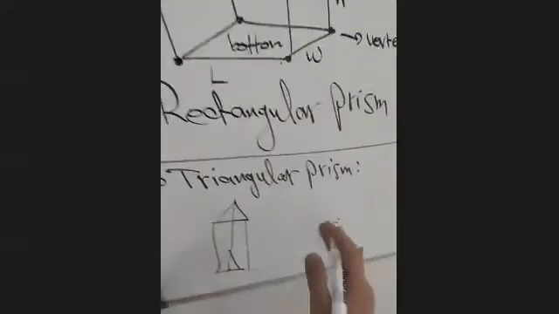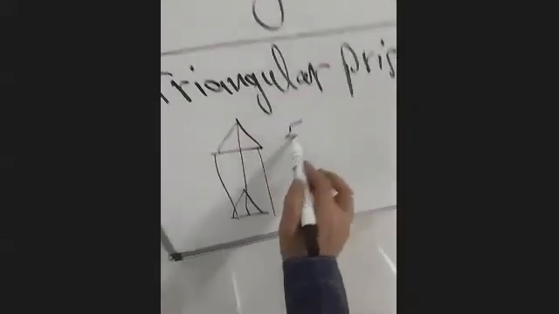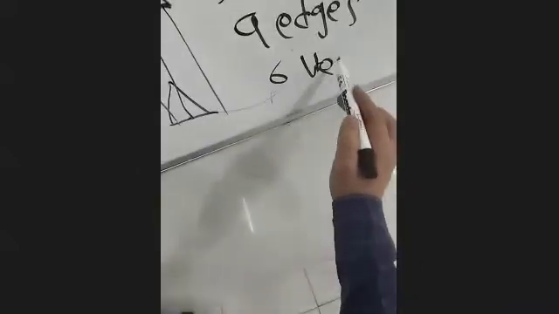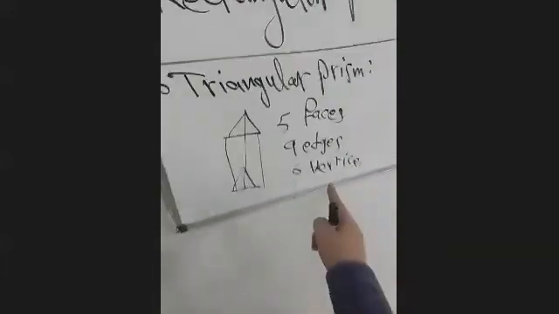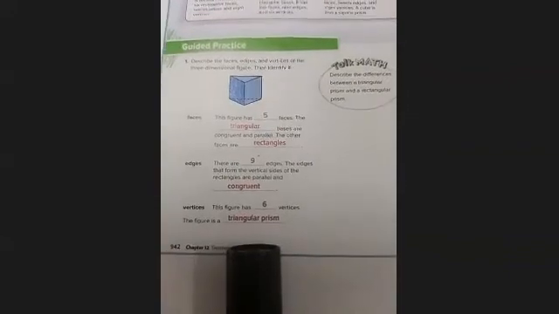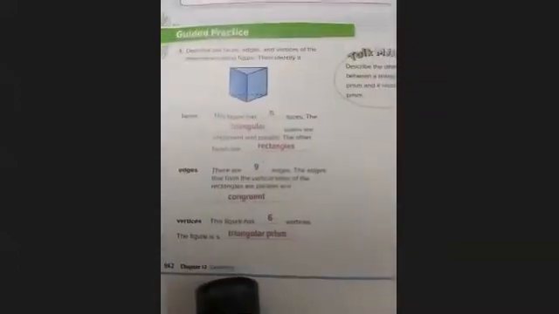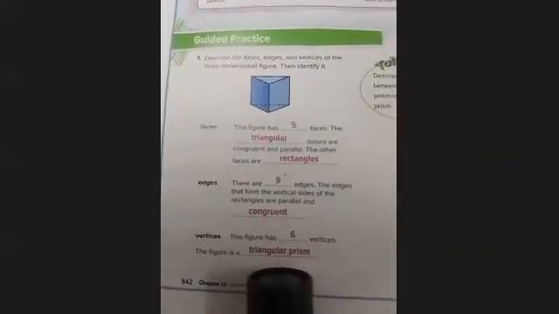So for the triangular prism, guys, how many faces do we have? We have 5 faces, 9 edges, and 6 vertices. For the triangular prism. Now, what do we call this figure, Ahmad? Triangular prism. Yes, Mr. Triangular prism. Okay, guys? Please copy the answers.